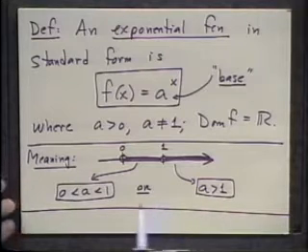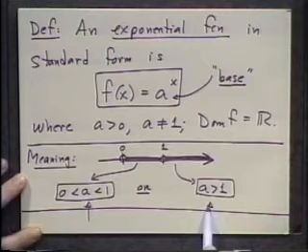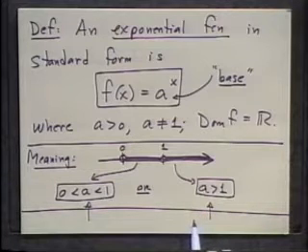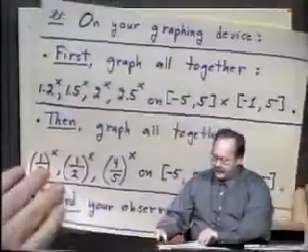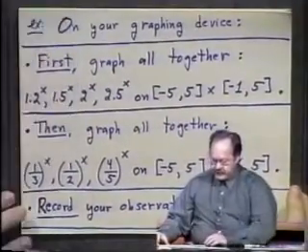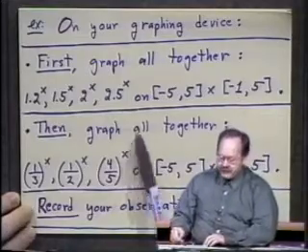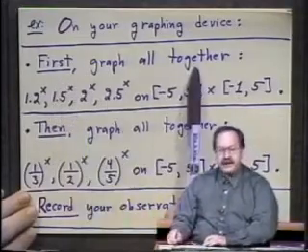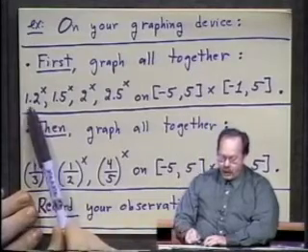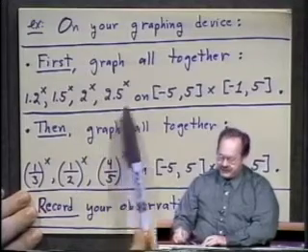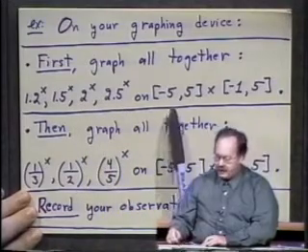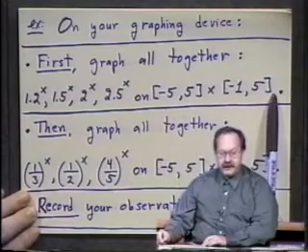So that's a natural question. How does the choice of a here affect the graph of the exponential function? Well, that's a great question. I think it's time for you to do a little work, though, to explore this before I talk about it. So let me give you a problem. And you'll need your graphing device for this. Here's the problem. On your graphing device, first I want you to graph all together, that is simultaneously, 1.2 to the x, 1.5 to the x, 2 to the x, and 2.5 to the x. And you can use this window. It's a convenient window, -5 to 5 by -1 to 5.